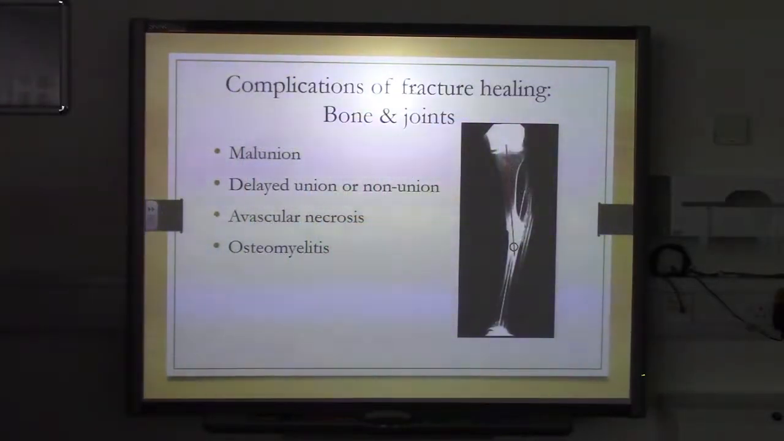So despite the regenerative capacity of skeletal tissue, the biological process sometimes fails, and fractures may heal in unfavourable anatomical positions, or show a delay in healing, or can develop pseudoarthrosis and non-unions. What we're going to look at now is the complications of fracture healing. There could be malunion, delayed union, non-union, avascular necrosis or osteomyelitis, which all have an impact on how the bone heals. We will look at these individually.